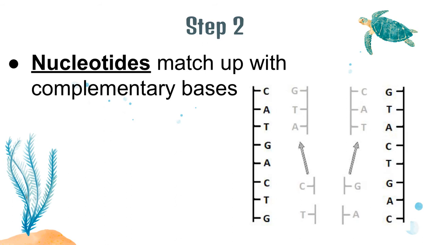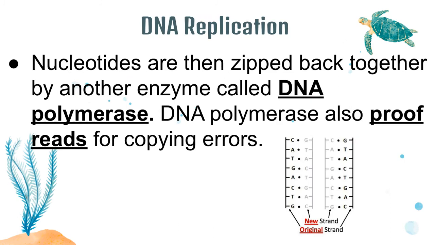Then what happens is nucleotides match up with complementary bases. So here we have a C, we know a G must come in, an A, and a T, and a T and an A. So these nucleotides, one by one, come into the DNA and form the complementary base pairs. Once those nucleotides are placed, they're the light gray ones here, then DNA is zipped back together. So it combines that DNA back together and reforms hydrogen bonds. And this is done by an enzyme called DNA polymerase. DNA polymerase also proofreads for copying errors to make sure that A and T are actually matched together and C and G are matched together.